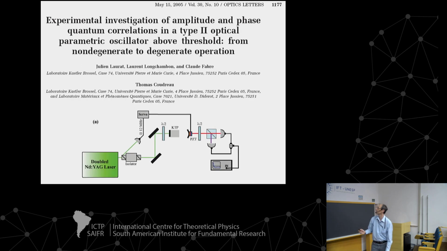Next step. Check out the pump. You just take your light here, get the light amplitude and phase, quantum correlations.